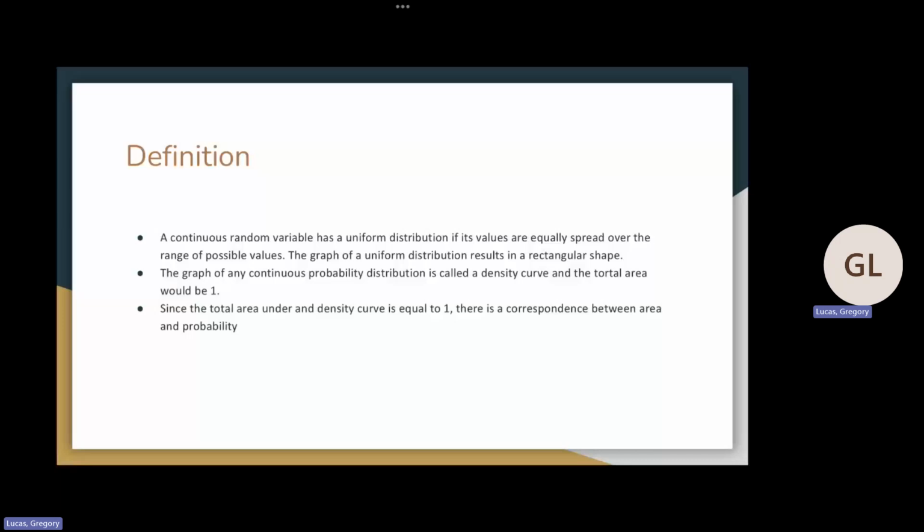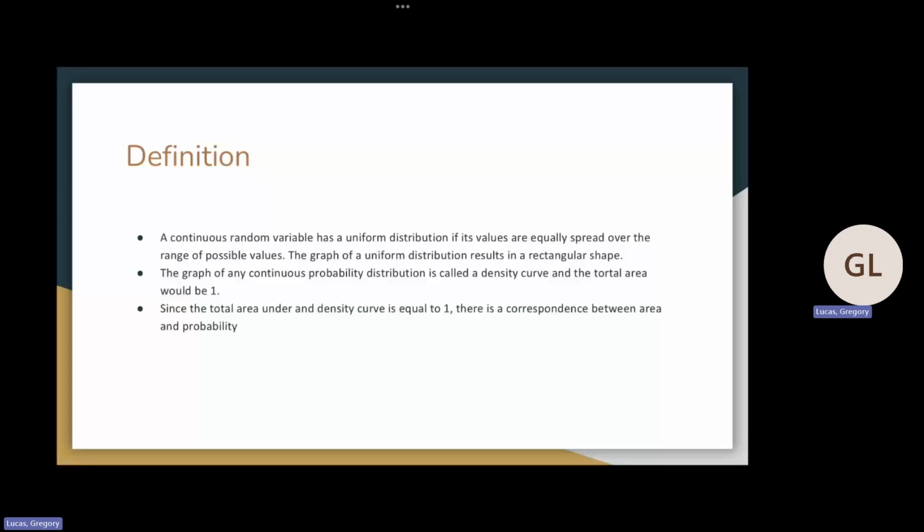Let's continue with some definitions. A continuous random variable has a uniform distribution if its values are equally spread over the range of possible values. The graph of a uniform distribution would just be a rectangle, which makes sense. If everything's about the same, remember our histograms, they'd all be the same. Same thing for a curve. It'd be a rectangle. All the values are the same.